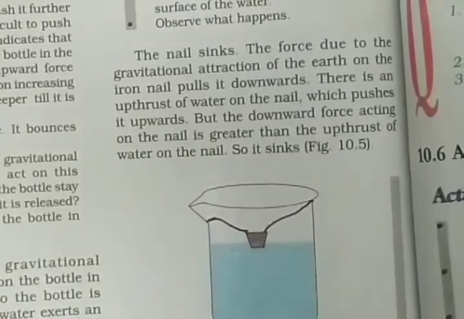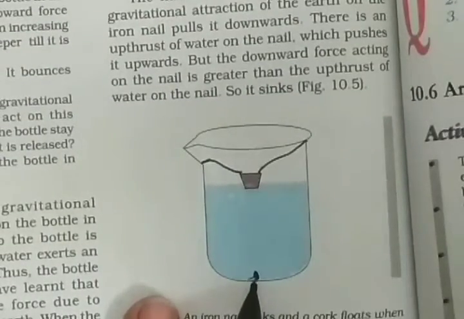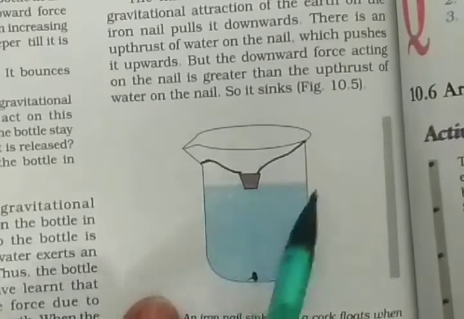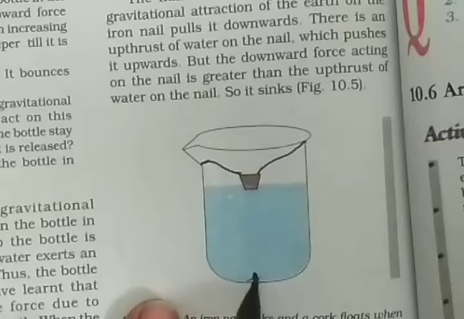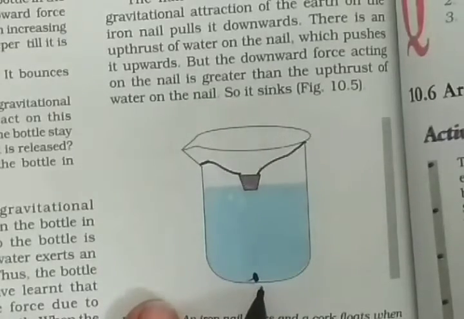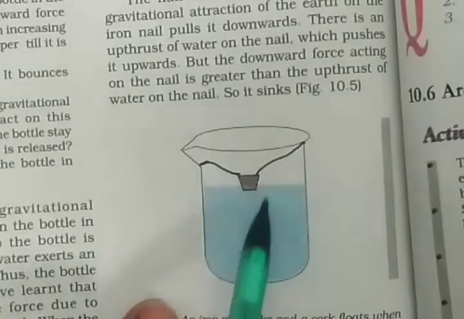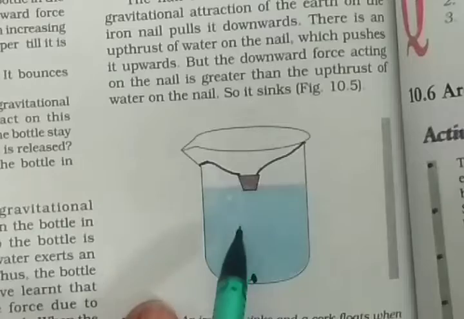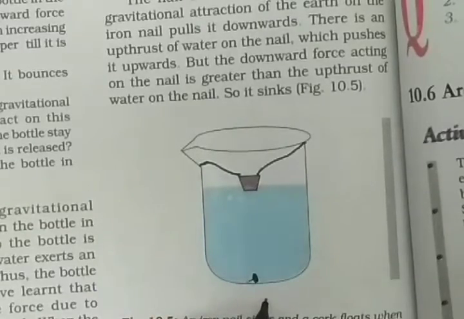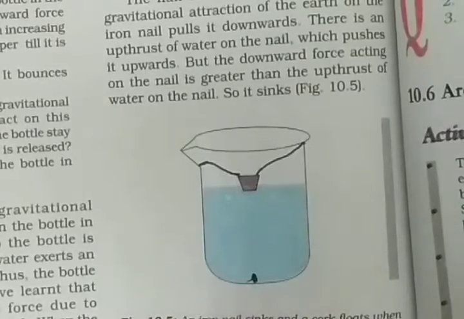Now let's see why this nail has sunk into the water. This is a beaker filled with water. We are putting that nail in, and we'll observe that the nail sinks directly. Why? Because the weight of the nail is greater than the force acting by the water, that is, the upthrust is less than the weight of the nail, so it sinks.